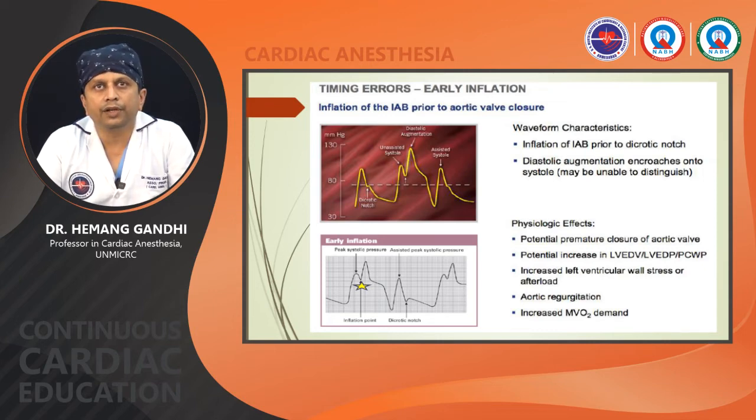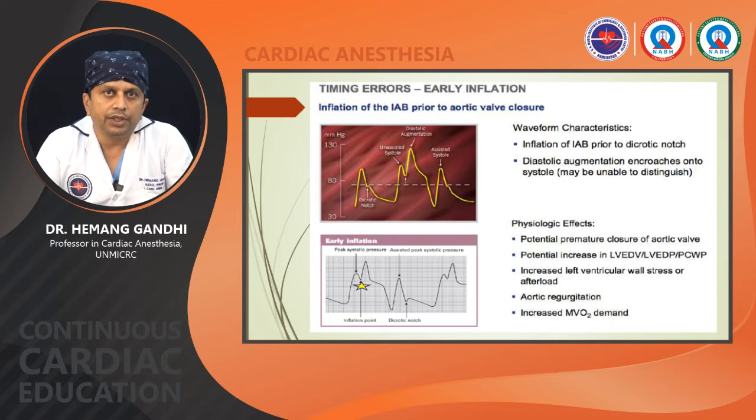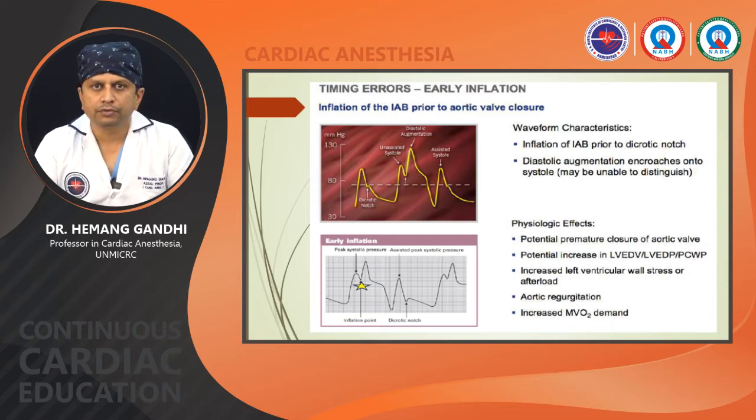If the balloon inflates early, what could be the problem? How will you know this is an early inflation? You can see it from the waveform of the arterial line. The inflation of the IABP occurs prior to the dicrotic notch, and this leads to diastolic augmentation encroaching onto the systole. So you may be unable to distinguish the systolic and diastolic augmented waves. It causes potential premature closure of the aortic valve.